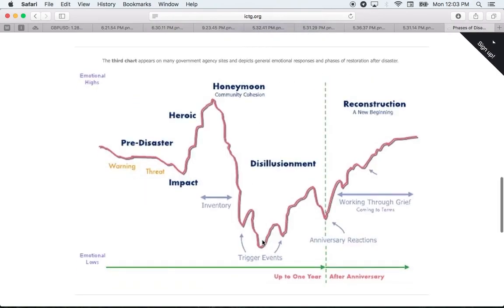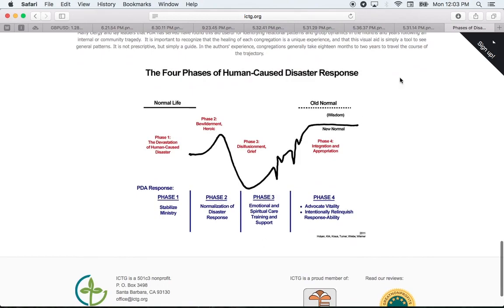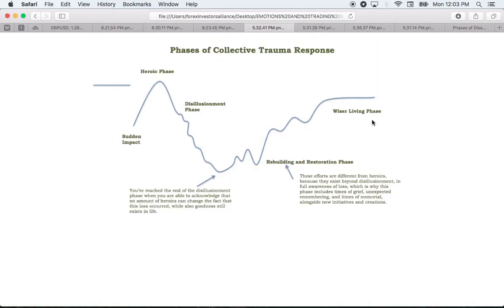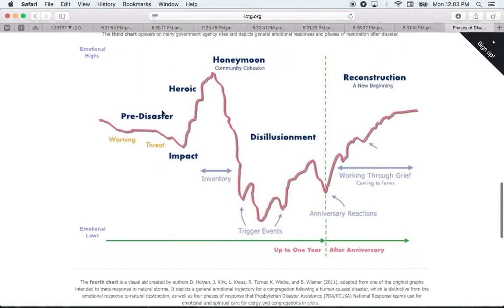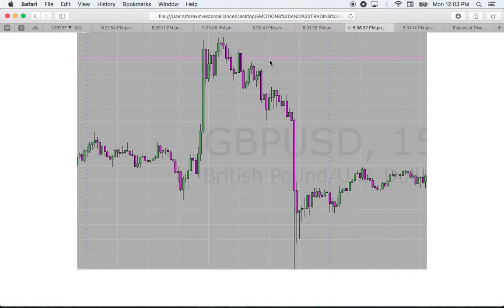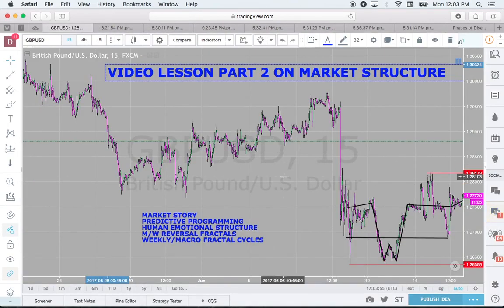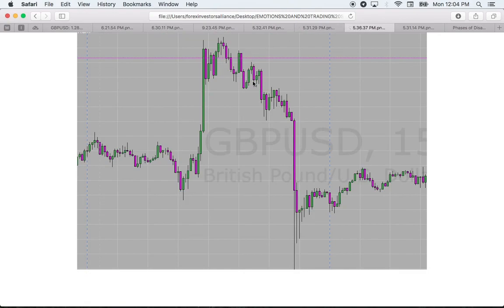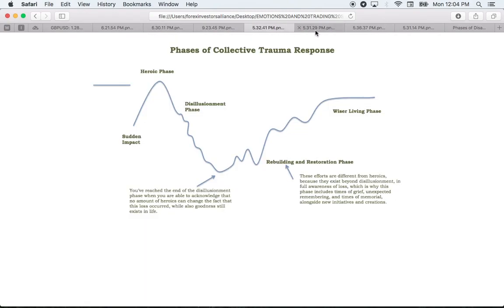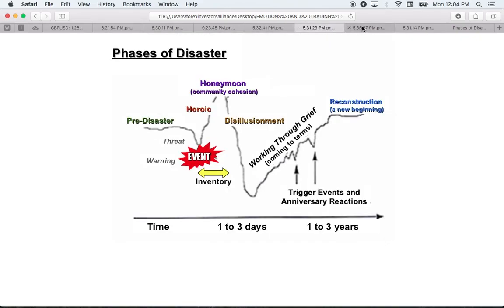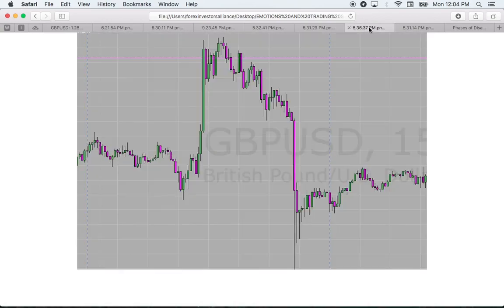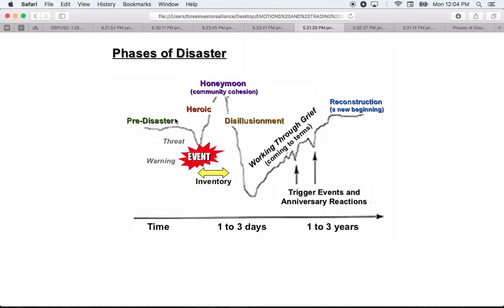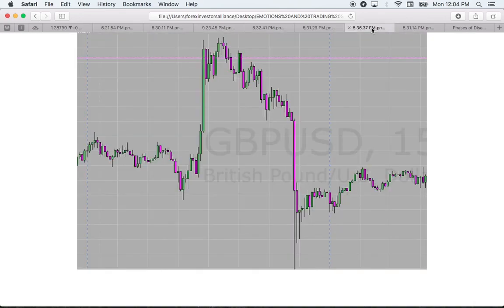Just to show you that I'm not faking these or photoshopping these images. They're actual legit images of structure. And here we can see GBP USD. This was on the 15-minute chart. I'd go back and find it right now, but I don't really have the time. But what do we see here? Can you see something there that's very similar? We have the pre-disaster, or the consolidation.